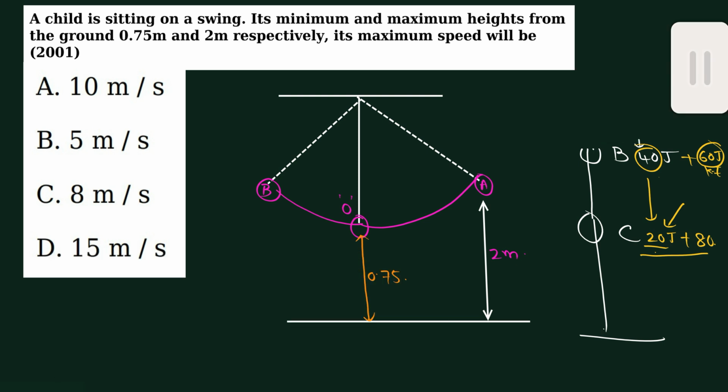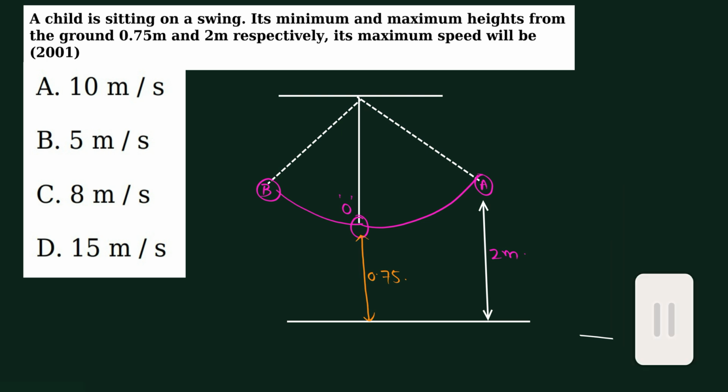When the swing moves from point A to point O, there is a change in the potential energy. Let us assume the highest point. What is the highest point from the ground given here? 2 meter. When it is coming to the O point, what is the height from the ground? 0.75 meter. So where will you get the maximum velocity? At the O point.